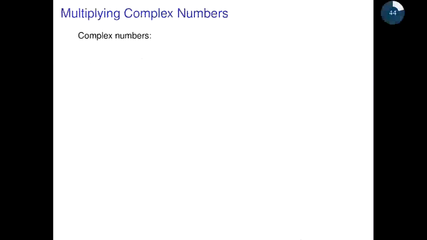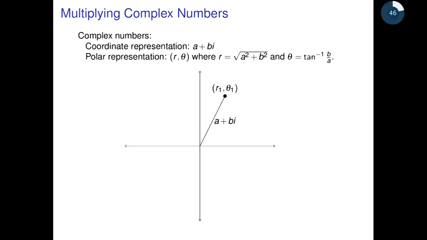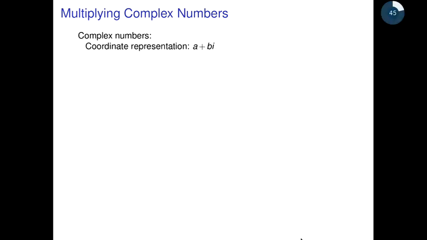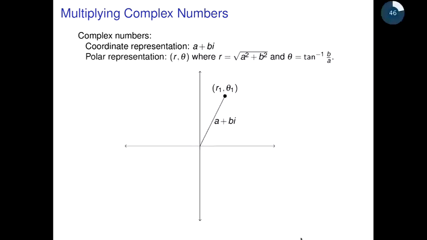Okay, now complex numbers. I looked at the K through 12 curriculum. I see you know them well. Okay, there's the coordinate representation, which is a plus b times i, where i is the square root of negative 1, and we also talked about it. Okay, so it looks something like this.